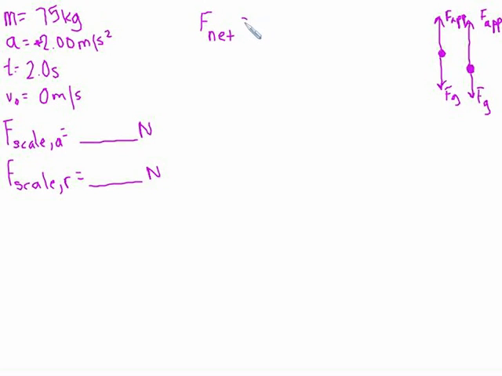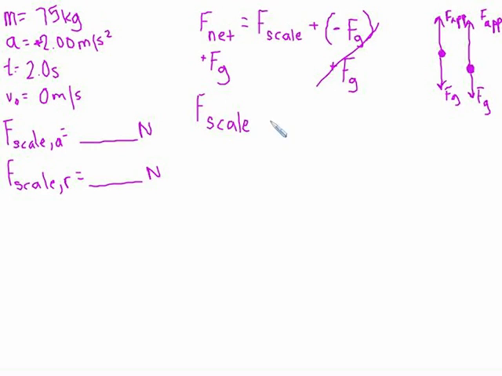Our net force, all of the forces acting on this girl: we have the force of the scale, that applied force, and then we also have our gravitational force, which is in the opposite direction. So it's going to be like that. Now, if we want to find the scale reading, we have F scale minus Fg equals F net. So we need to get this Fg on the other side. Then we have F scale equals F net plus Fg.